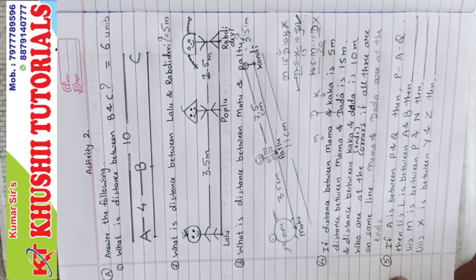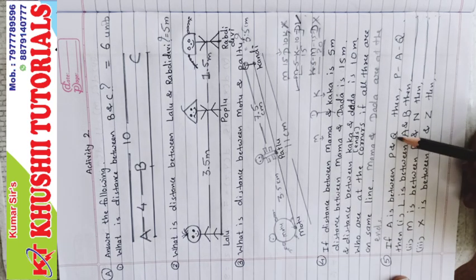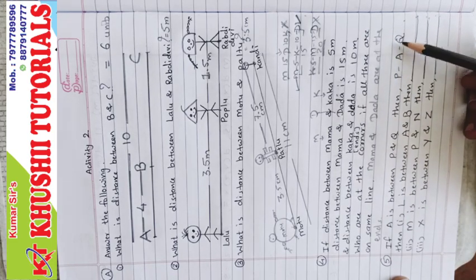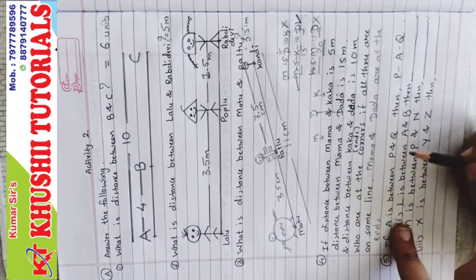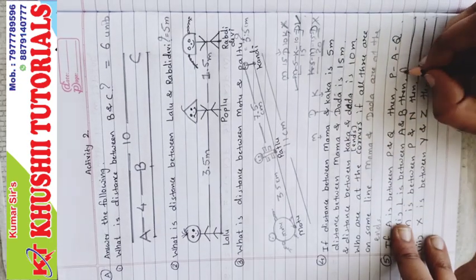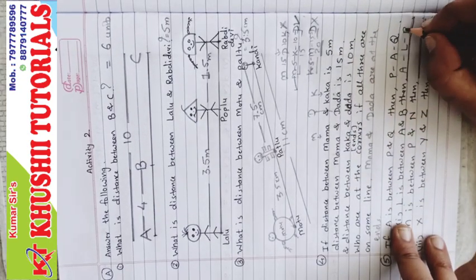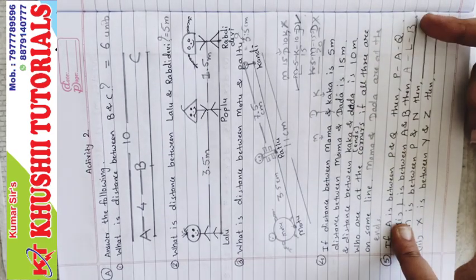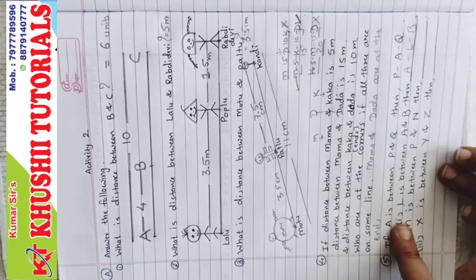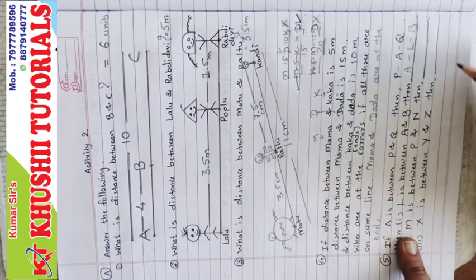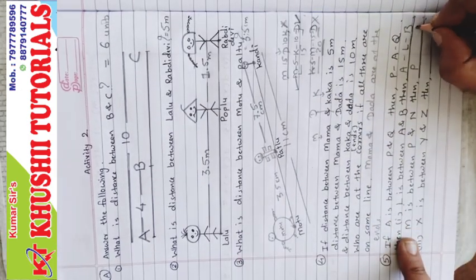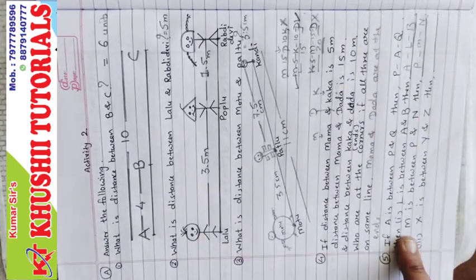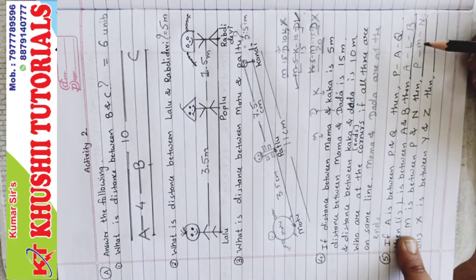Next, fifth: if A is between P and Q, then we write P dash A dash Q. L is in between A and B, so we write A dash L dash B. L remains in between A and B. You can even write B dash L dash A, which is also correct. M is between P and N, so P dash M dash N, and the other answer is N dash M dash P.